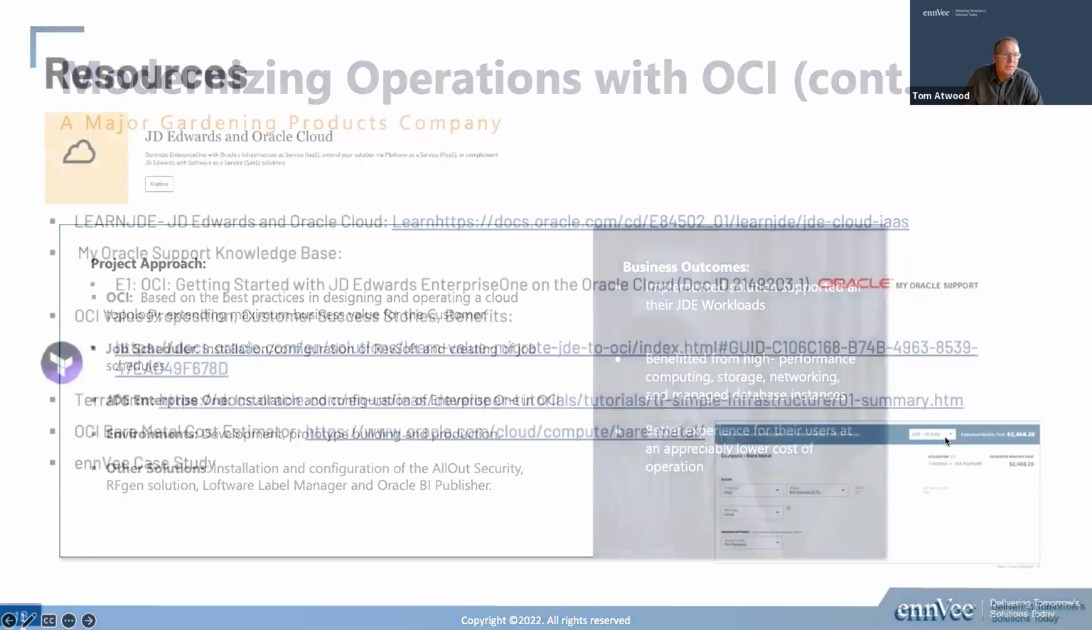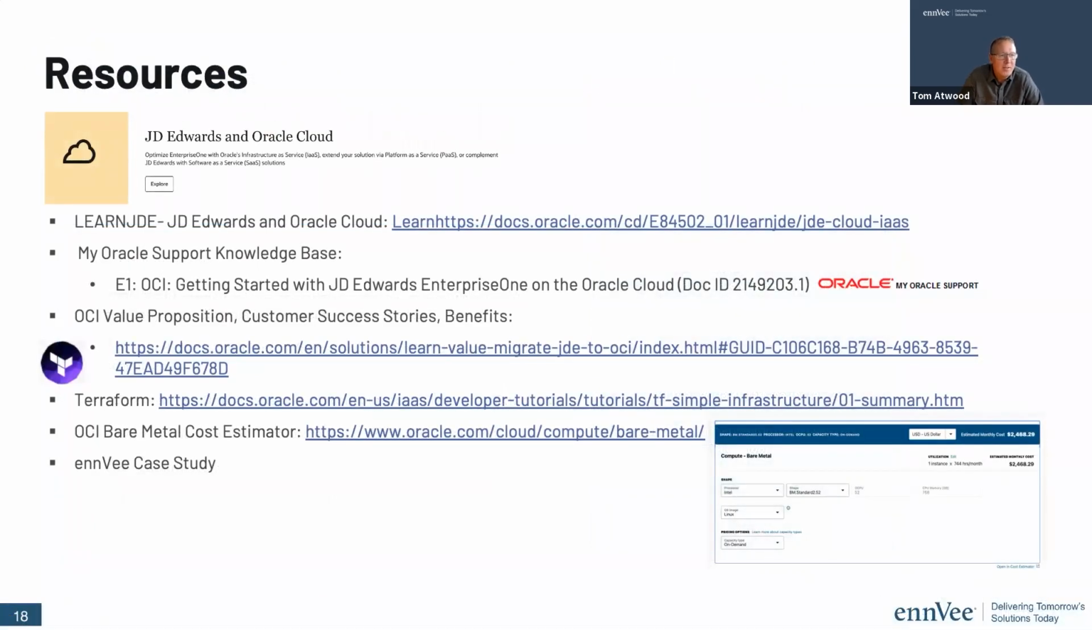So from a resource standpoint, Oracle does have quite a bit of stuff out there. You just kind of have to know where to look for it. If you just search JD Edwards and Oracle Cloud via Google, it'll probably pull up a bunch of stuff. But there's a Learn JD Edwards site, and I put the link here. I'm sure you'll get this presentation after we conclude. But that's a big resource for navigating this.